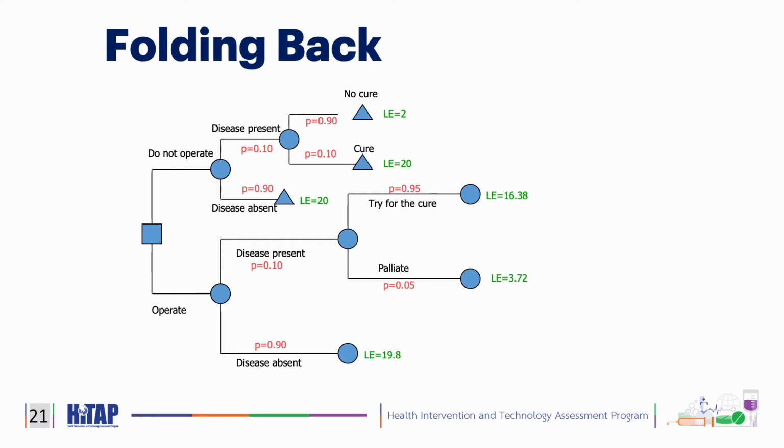And then we continue to fold back to another scenario. The disease is still present, like the patient who chooses not to operate and the disease is still present. The patient could be cured or not cured. We multiply again. If they are cured, we multiply by the probability of cure, and if they are not cured, we multiply by the probability of no cure. And then we will have the life expectancy of that branch.